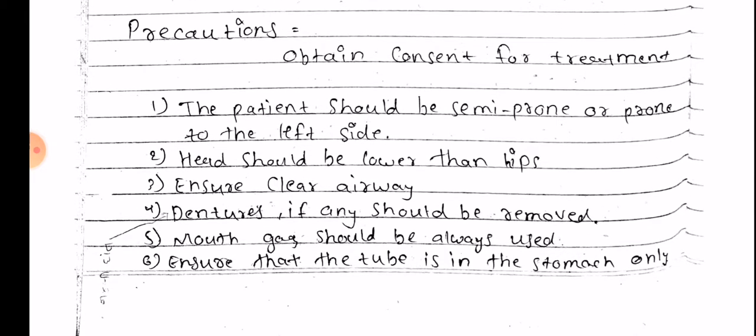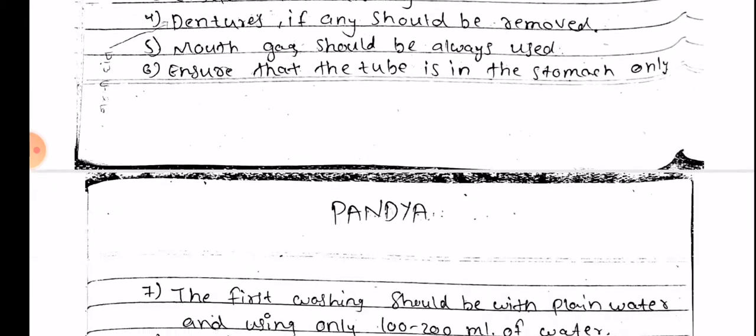Precautions. Obtain consent for treatment. The patient should be semi-prone or prone to the left side. Head should be lower than hips. Ensure clear airway. Dentures, if any, should be removed. The mouth gag should always be used. Ensure that the tube is in stomach only.